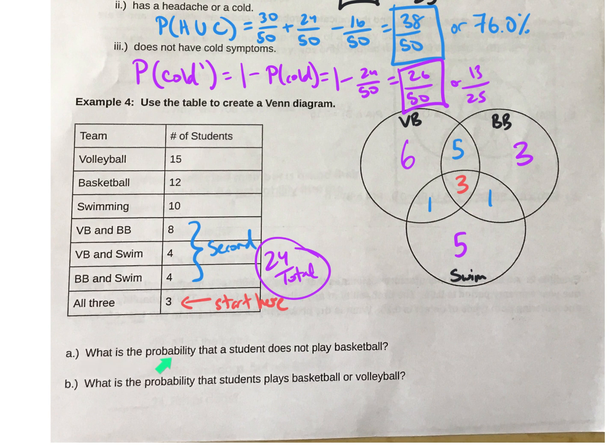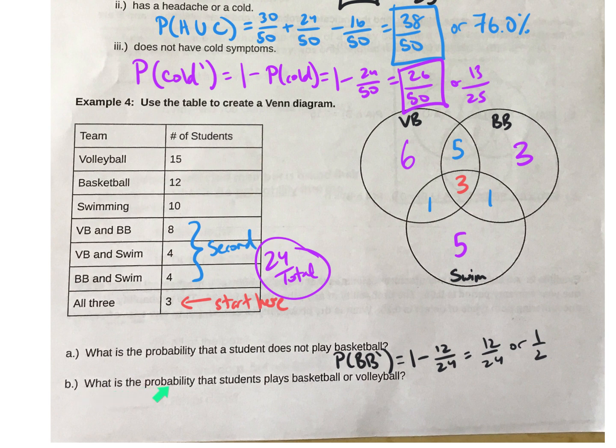So A says, what's the probability that a student does not play basketball? Okay, let's write that using probability notation. Does not play basketball, so the complement of basketball. Remember, that's 1 minus the probability that someone does play basketball. Well, there's 12 people out of 24 that play basketball, so it's just 1 minus 12 out of 24, which equals 12 out of 24, or 1/2.